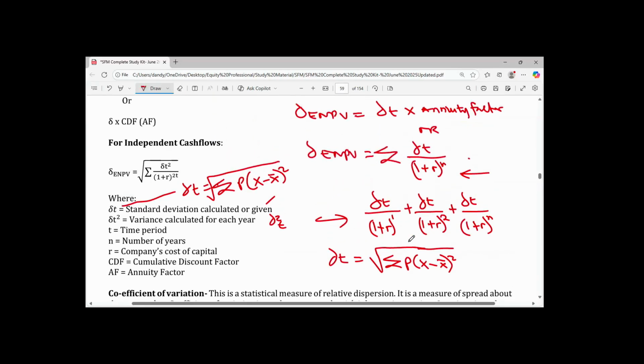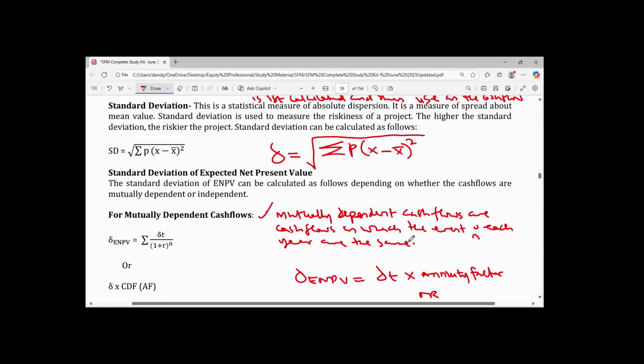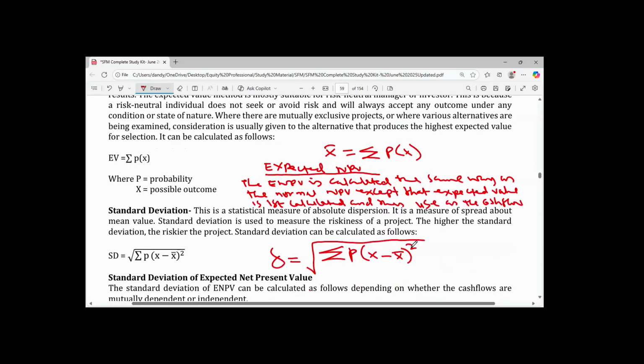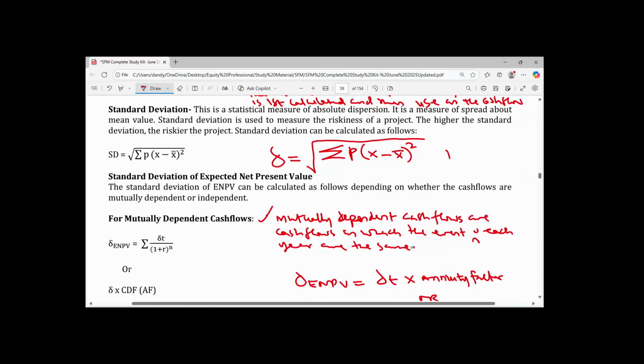So these are the three methods, or three formulas, that you can use to compute standard deviation. Here is the first formula. You use this first formula to calculate standard deviation if in the question you are just asked to calculate standard deviation, regular standard deviation.